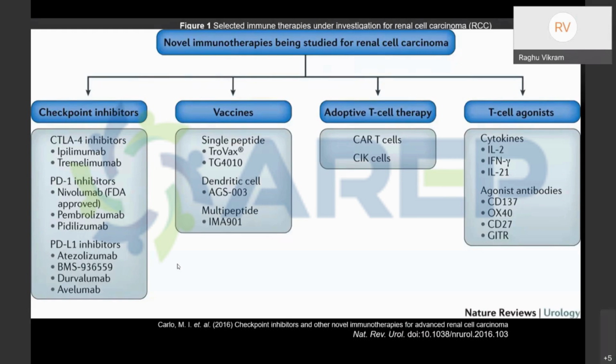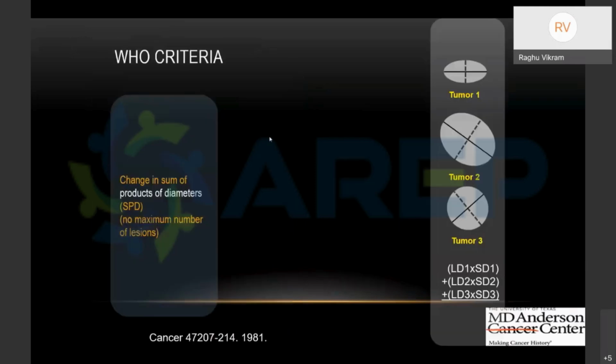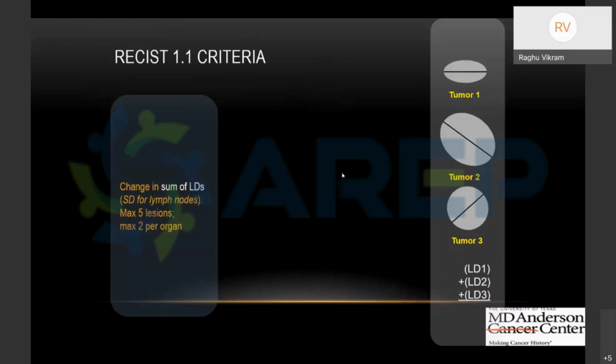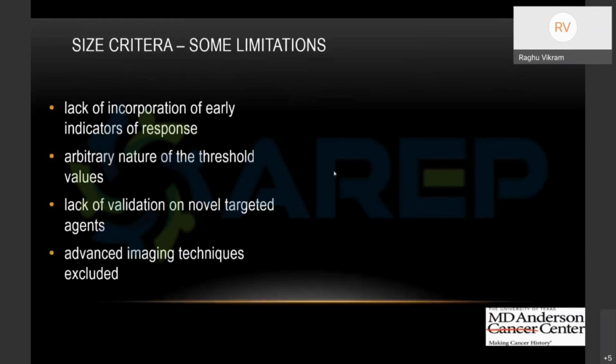So when you give this chemotherapy, what happens to the assessment? For that, generally we talk about WHO, RECIST, immune RECIST, Choi criteria. I won't talk too much about this in the interest of time, so that we'll have some time for questions. We all know about WHO criteria and RECIST criteria, which are basically anatomical or size-based criteria. Now, these have their own problems.